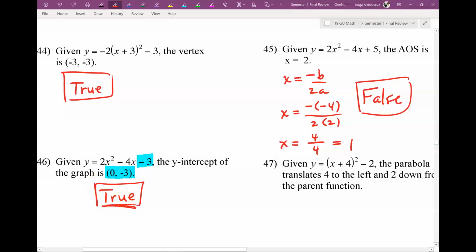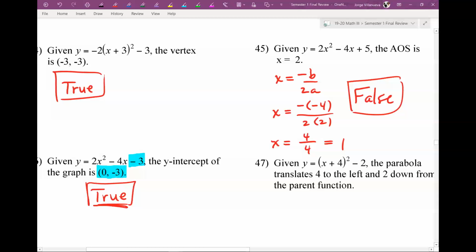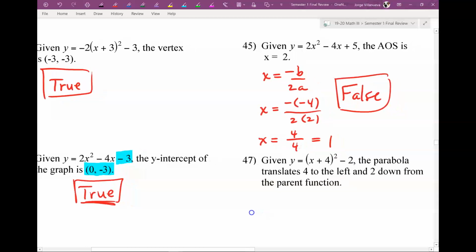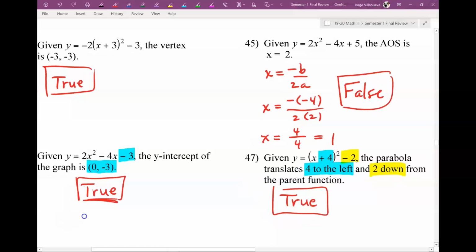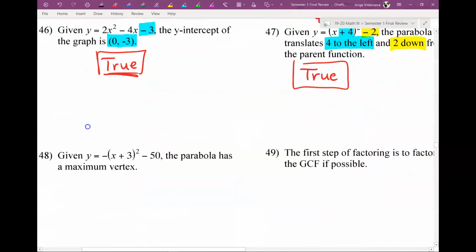All right. Given y equals (x plus 4) quantity squared minus 2, the parabola translates 4 to the left and 2 down. Well, 2 down makes sense. Minus 2, 2 down, that's fine. 4 to the left, and it says plus 4. Well, that makes sense too, because if it says positive, you go left. If it says negative, you go right. So this is true. So that is a true statement.